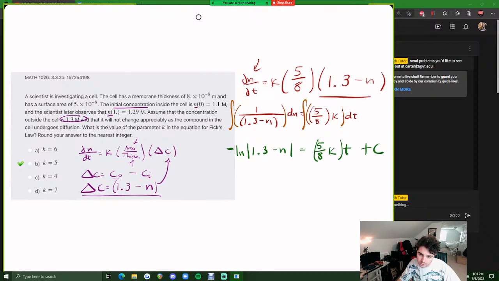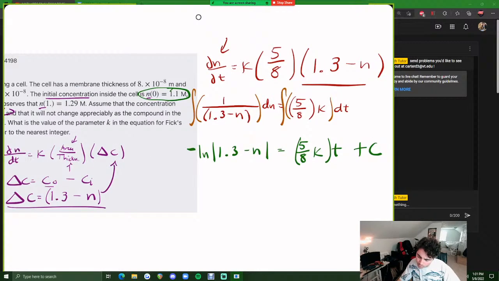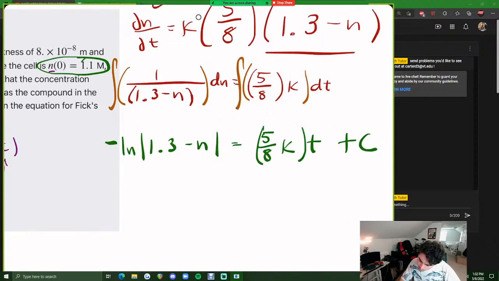Now, the question is, what do they tell us? They tell us that the initial concentration inside the cell is when t equals 0. For N of 0, we get 1.1, which means when t equals 0, N equals 1.1. Now, before we plug that in, I might go ahead and solve for N as best we can. So we want to solve for this little N in here.